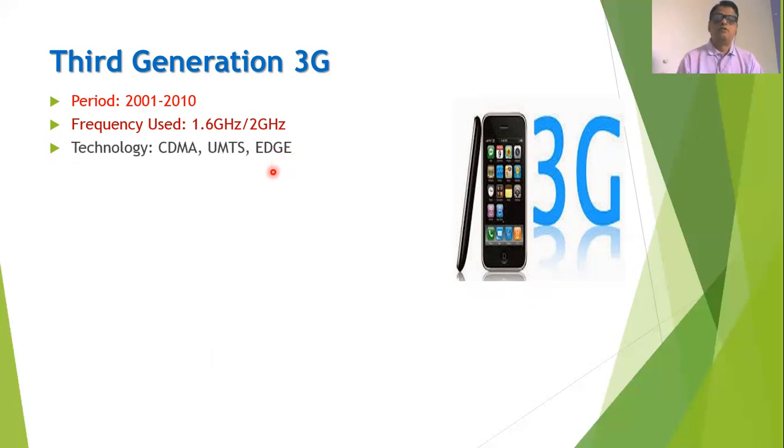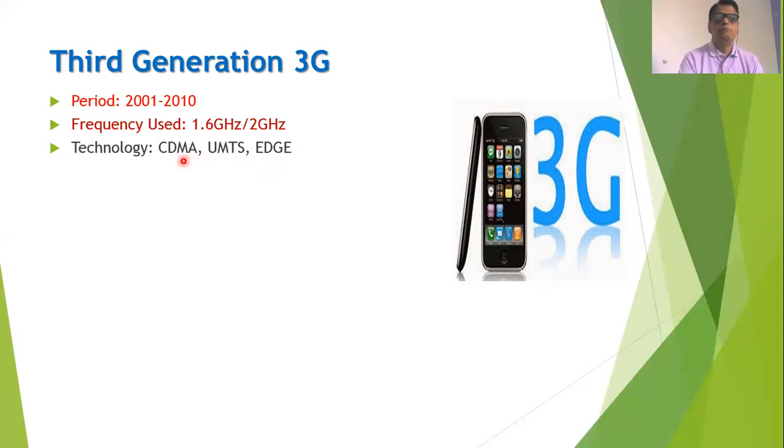There was a lot of change in the technology in 3G. Technologies such as CDMA, UMTS, and EDGE were used in 3G, where CDMA stands for code division multiple access. UMTS stands for Universal Mobile Telecommunication System. And EDGE is called Enhanced Data Rates for Global Evolution. So you can say that in short, EDGE is an advanced version of GPRS.